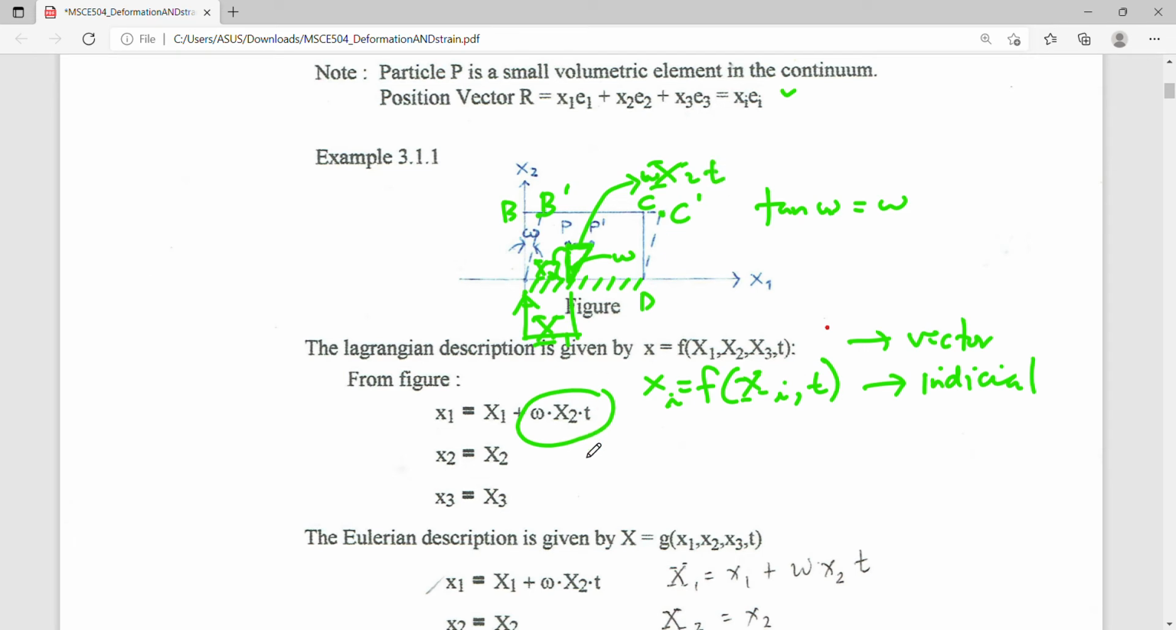Okay, so in the vertical description, x2 does not change. Therefore, x2 is simply equal to capital X2, and also in the direction perpendicular to the plane x1, x2, x3 does not change. Hence, x3 is simply equal to capital X3.